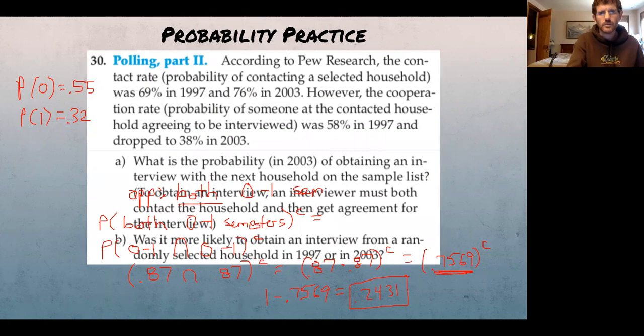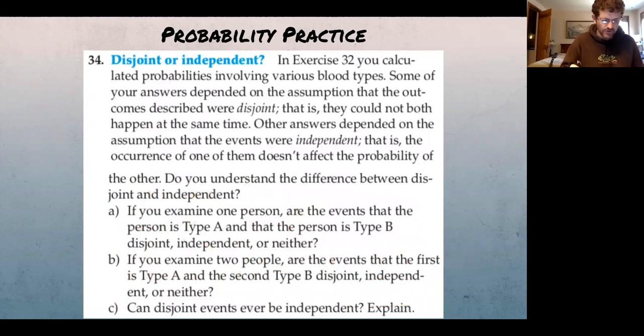I want to skip this one too because it's not as difficult of a problem. If you guys have questions on this, on any of these, you can just contact me, let me know. This is one I do want to go over. We don't need to really write anything. We can just think about it.